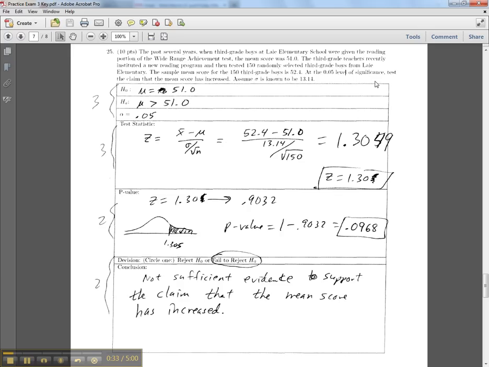Alright, so the first question you need to be asking yourself is, is this a z-test or a t-test? Well, sigma is given, and anytime sigma is given, we use a z-test. So after we figure out that it's a z-test, let's set up the null and alternative hypotheses.